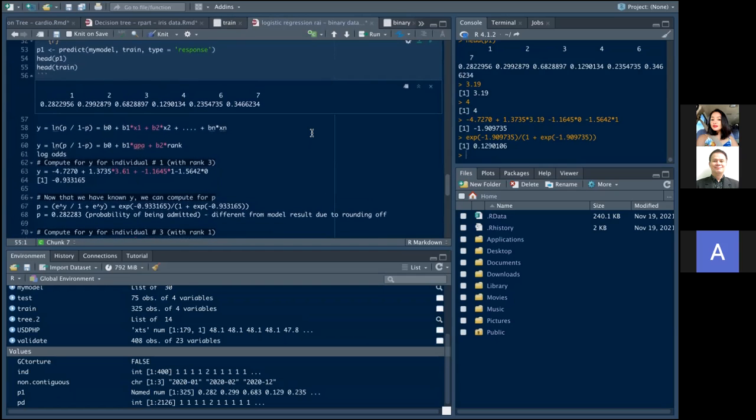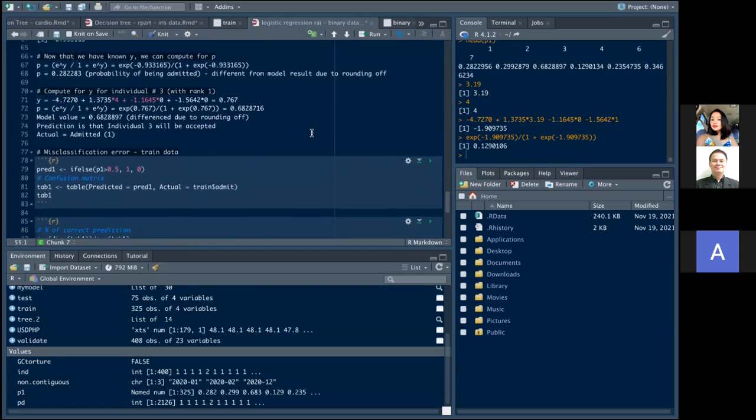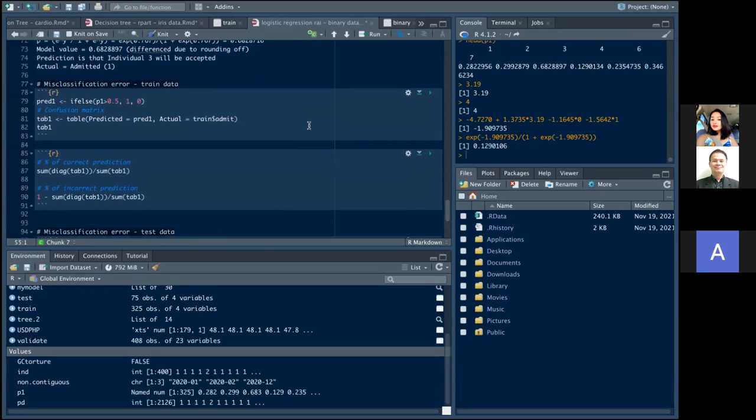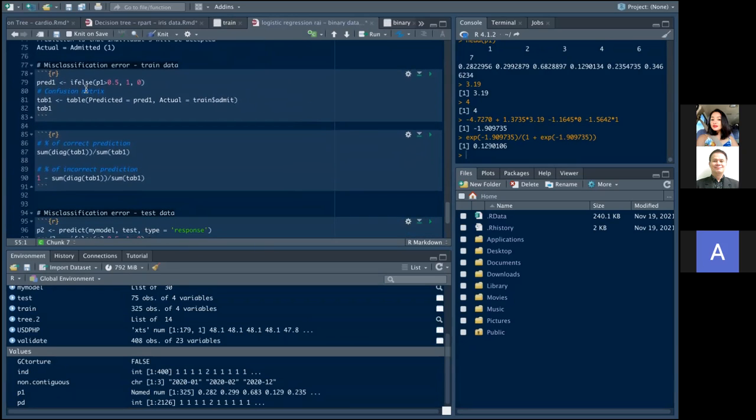Okay, so let's go down. Let's just finish this. So we can now compute for the misclassification. Take a look at row 79. We're creating this object, predict 1, and then take a look, if else, if P1 is 0.5, then give it a value of 1, otherwise give it a value of 0. And then the confusion matrix, we know this table. So let's run chunk 78 to 82.